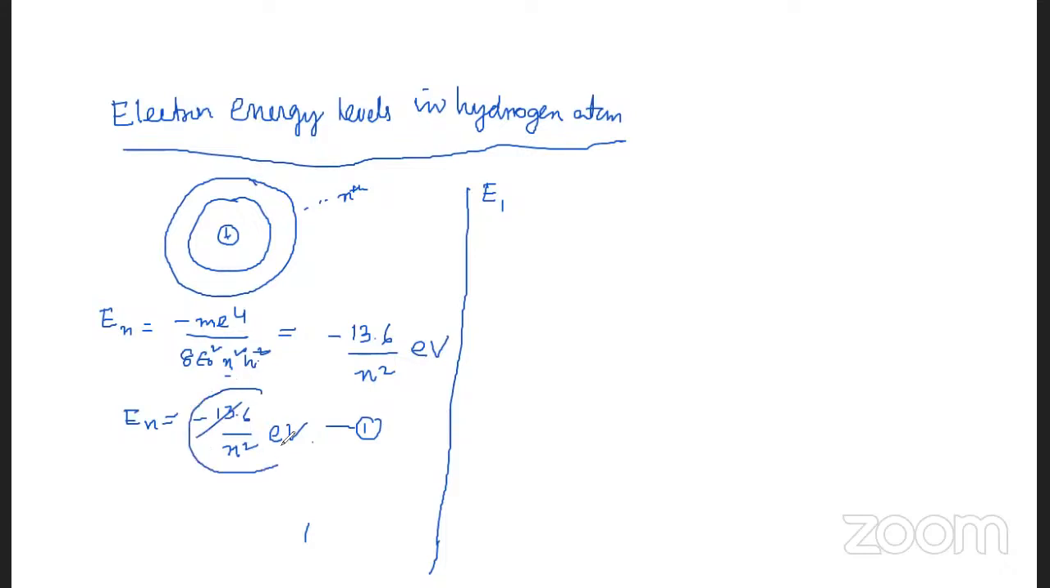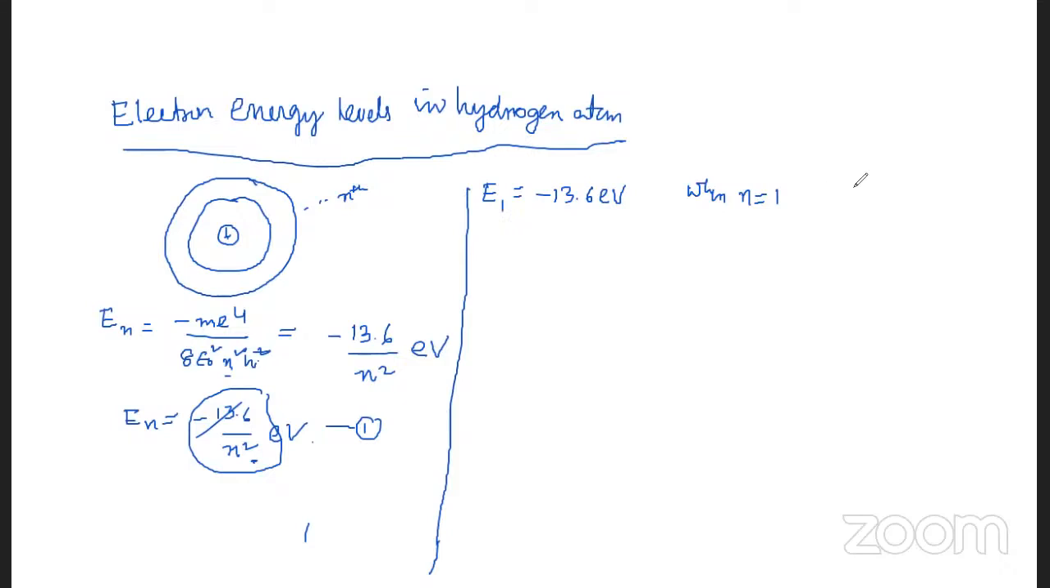Here in this case, we are going to substitute the n value equal to 1. So we are going to get E1 equals minus 13.6 electron volts. E1 is equal to minus 13.6 electron volts. So what we have substituted is when the value of n is equal to 1.